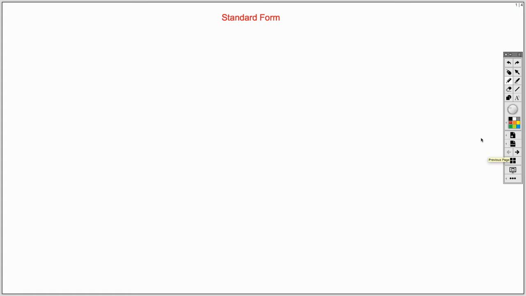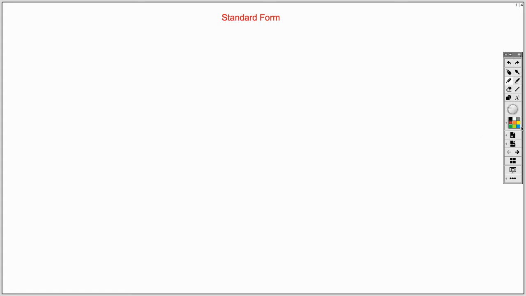Today I'm going to be teaching you about standard form, so let's begin. One thing I would suggest is before you learn standard form, make sure you really understand slope-intercept form, because it truly does help a lot in understanding standard form. But anyway, let's continue on.